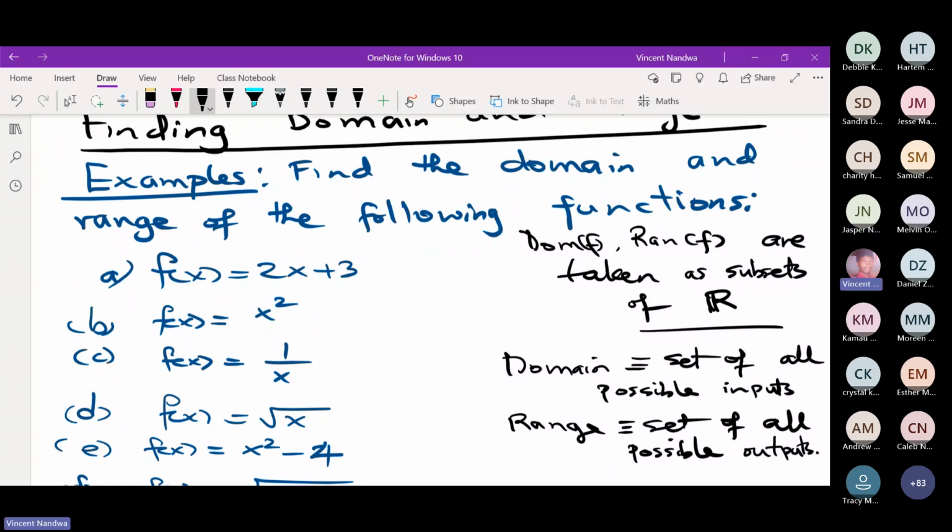If you replace x with minus 10, what will be the value of f of x? What will be the value of the function? Negative 17. Negative 17 is a real number, correct. If I put 0 for x, what will be the value of 2x plus 3? 3. So 3 is still a real number.